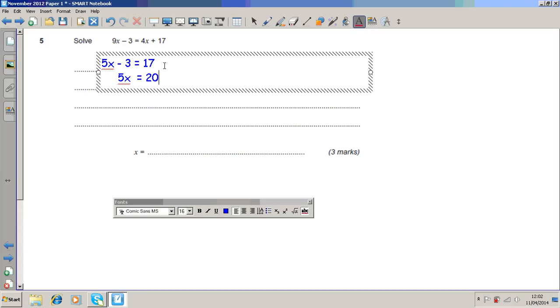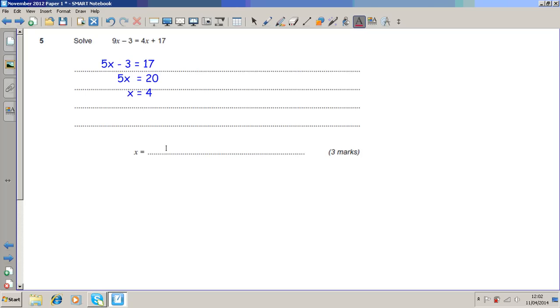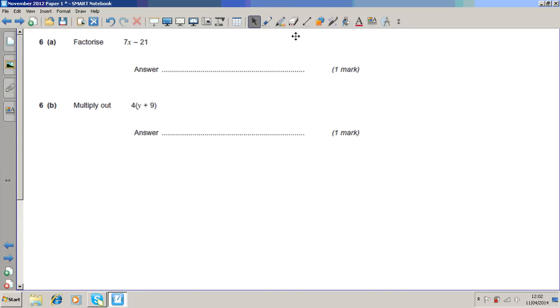If I add 3 to that side, I get 20. And then finally, divide by 5, and I got my answer for 3 marks. Back of the net. Number 6, factorise.